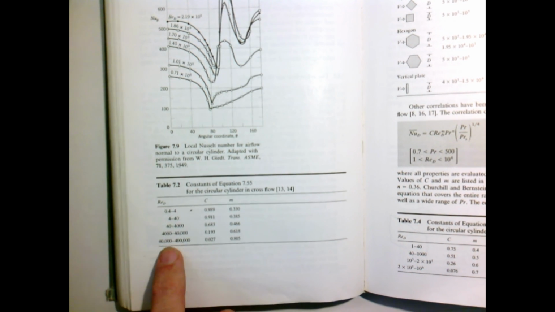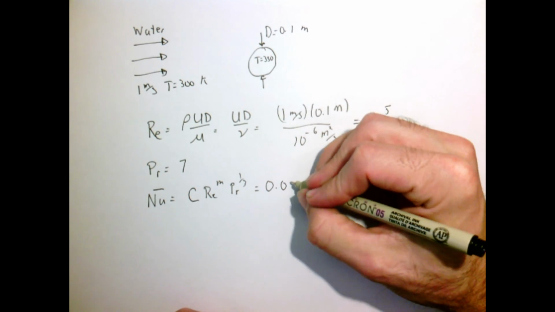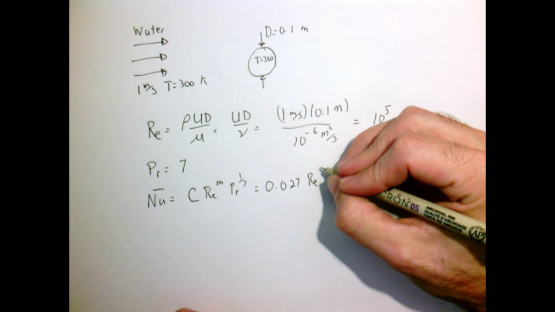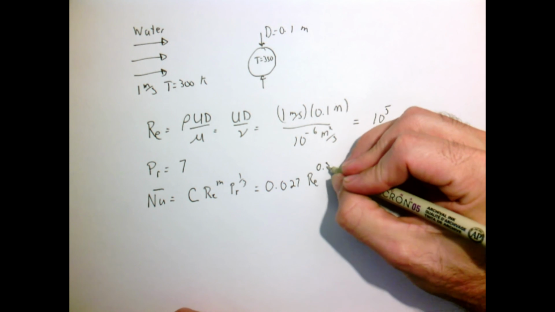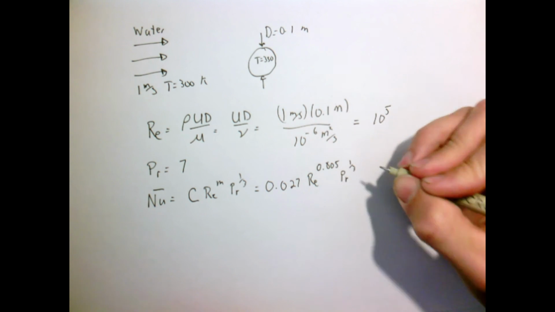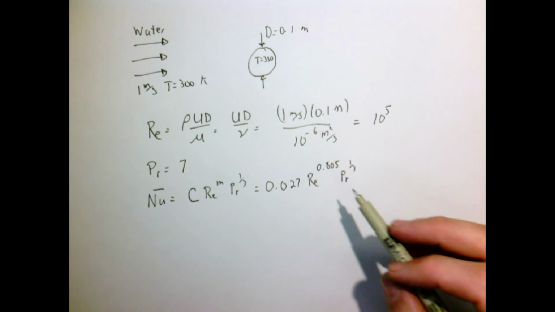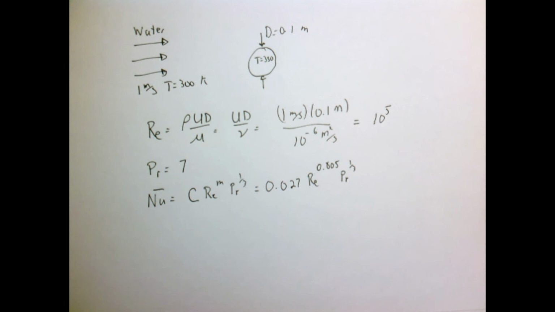So now let's look in the book. Let's look up the correlation. We look up the values for that Reynolds number, and that tells us our value for C is 0.027 times the Reynolds number to the 0.805 times the Prandtl number to the 1/3. So don't read too much into these numbers. They're just sort of fits to data, so there's nothing magic about the 0.805. That was just the number that kind of best fit the data that these authors took in 1949.